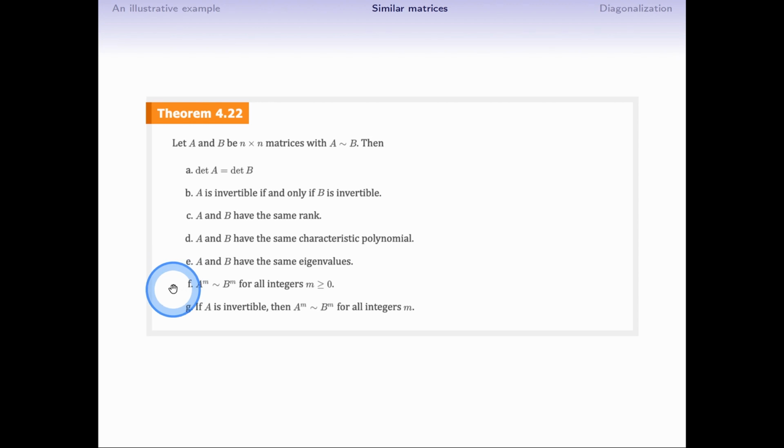Statement F, A to the power of m is similar to B to the power of m for all integers m greater than or equal to 0. And finally, in statement G, if A is invertible, then A to the power of m is similar to B to the power of m for all integers m. Now, what I want to do is go to the document camera, and I want to pick 3 of these to work with you. We'll work through the proofs of A, D, and E together at the document camera. So join me there to look at the proofs of A, D, and E.